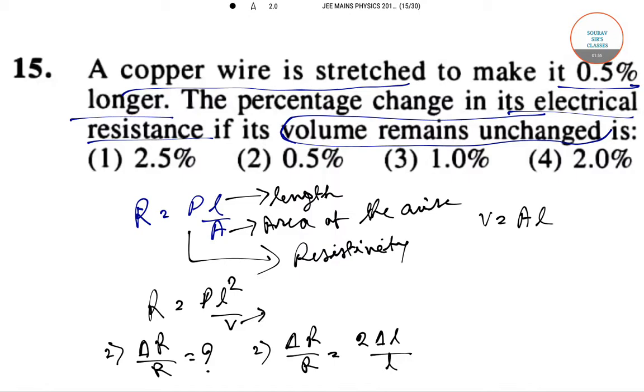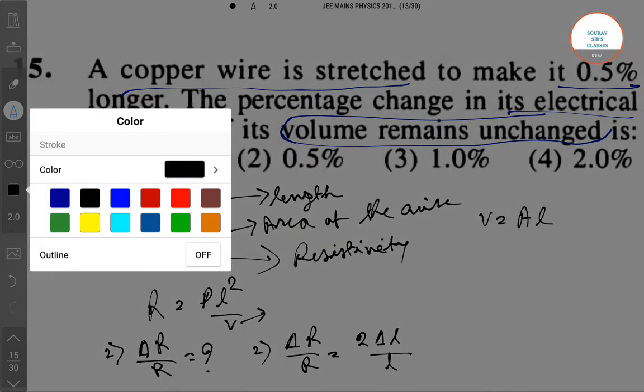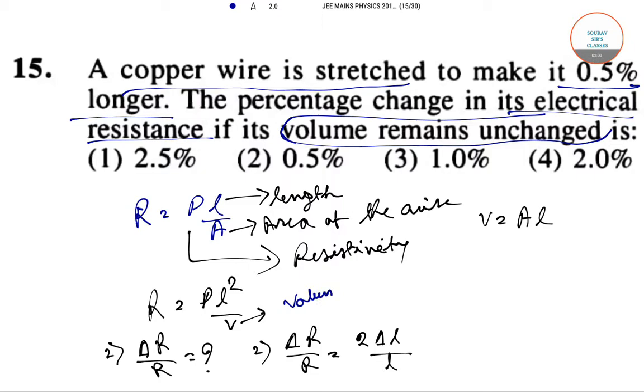Here the volume is unchanged, and rho is resistivity, so it is specific for any material, or the copper wire. So the change delta R by R is the differentiation of L square, which is 2 delta L by L.